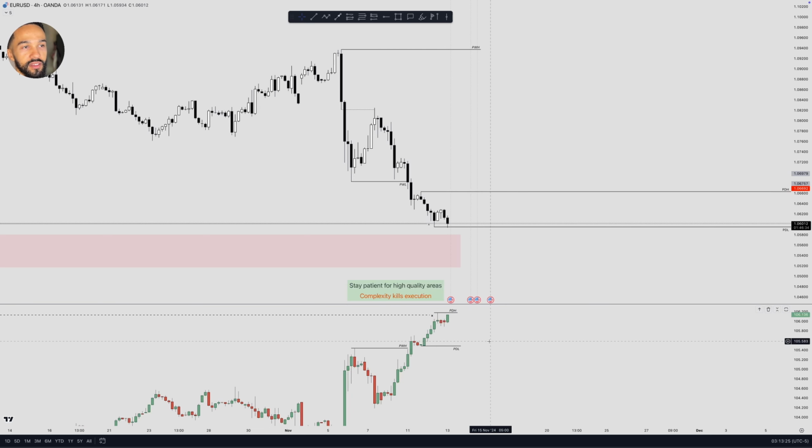So there are possibilities of pullbacks. Price may seek out buy side liquidity, but the trend is strong, so it may also go with the trend. So I can't make any conclusions here from the 4 hour. So let's go down to the 1 hour. Let's see what that looks like.